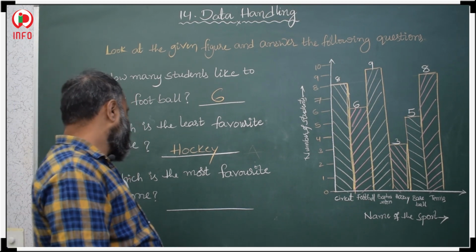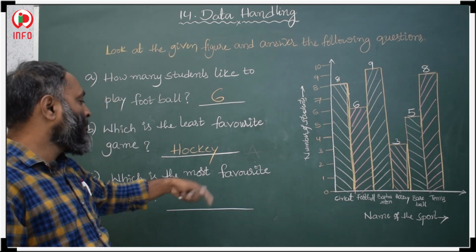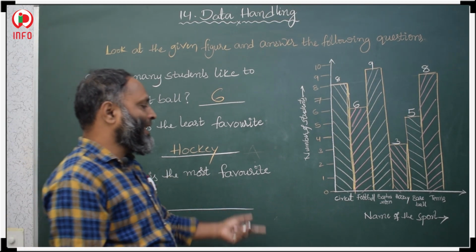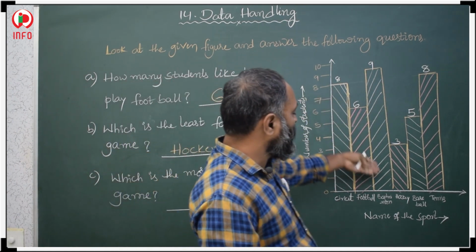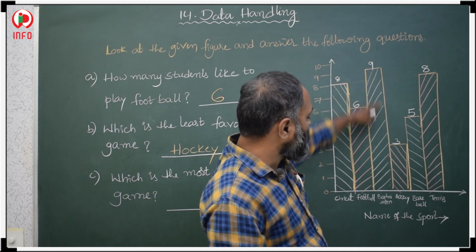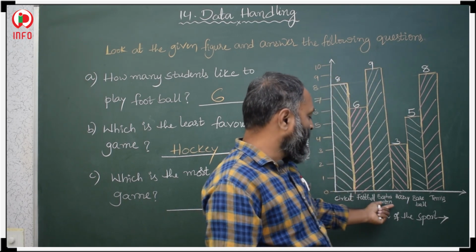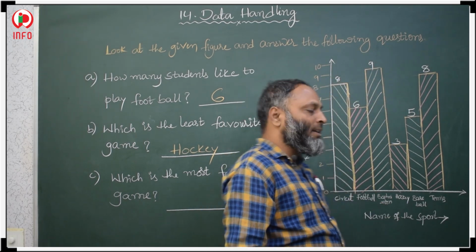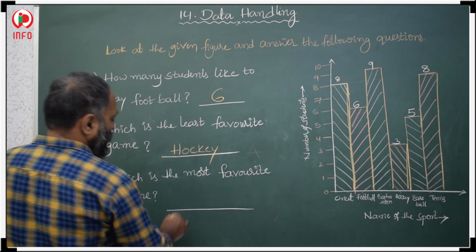The next question: which is the most favorite game? Most means highest. So which bar is highest in length? This bar. That means badminton. So badminton is the most favorite game.